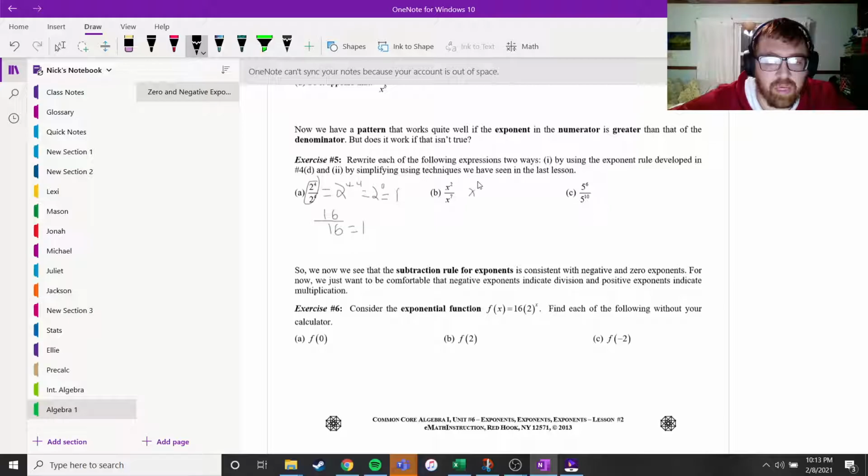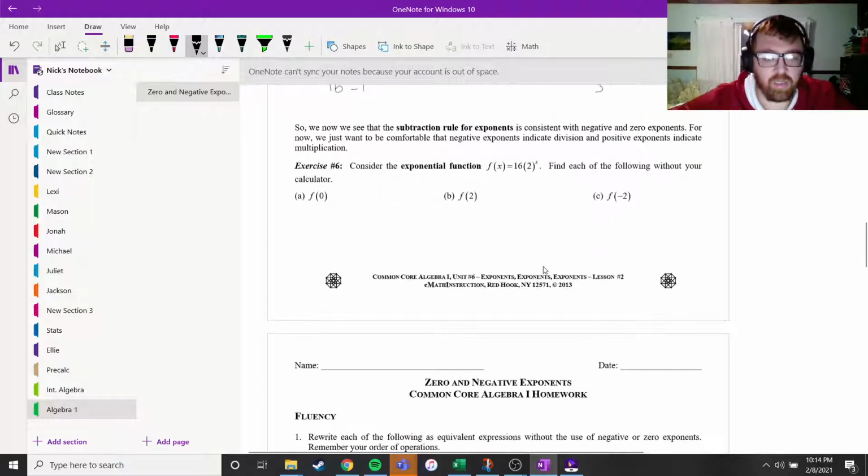Here you would do x to the 2 minus 7, which is equal to x to the negative 5th. So it's going to be 1 over x to the 5th. It's going to be 5 to the 6 minus 10, which is equal to 5 to the negative 4. You get 1 over 5 to the 4th. Alright.